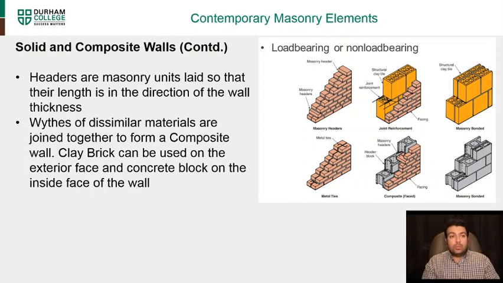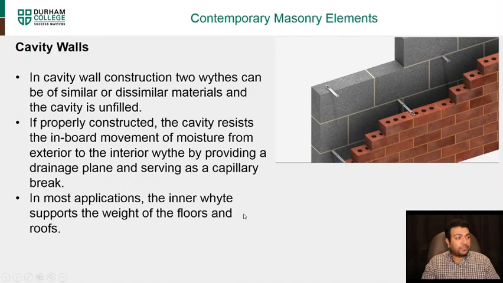So solid walls and composite walls are very typical wall types that we use in masonry construction. The inside wall is usually for structural purposes, and the outside wall is usually for veneer. That's to look pretty, basically.